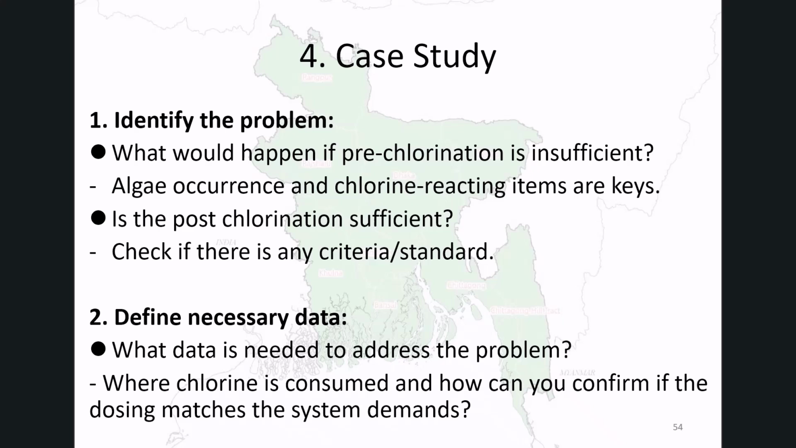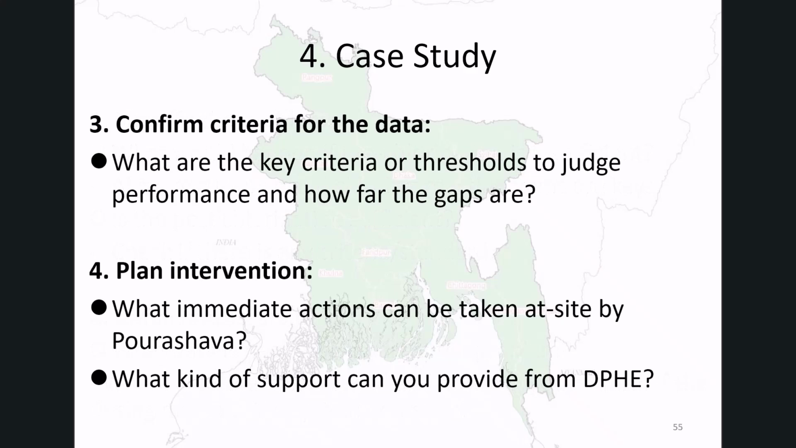Then, necessary data must be defined. This includes where chlorine is being consumed and how to confirm that the dosing rate matches system demand. This case encourages systematic thinking using the principles explained earlier. After identifying the problem and necessary data, the next step is to define criteria for judging performance. You must know the threshold values that indicate proper or improper operation by referring to the manual.